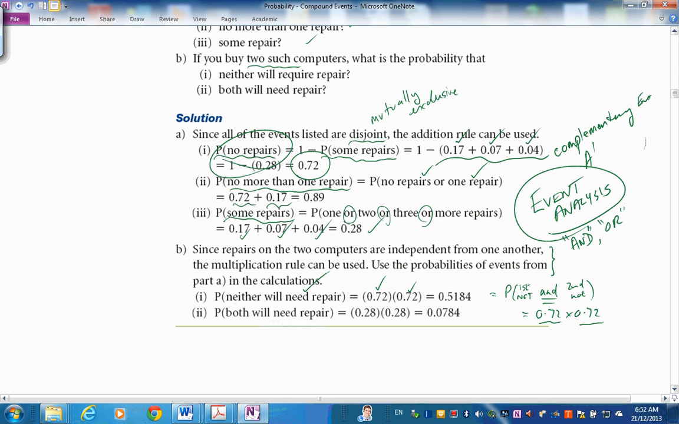Imagining that these two are independent computers. There's no association about repairing one with repairing the other. We don't know anything about that.